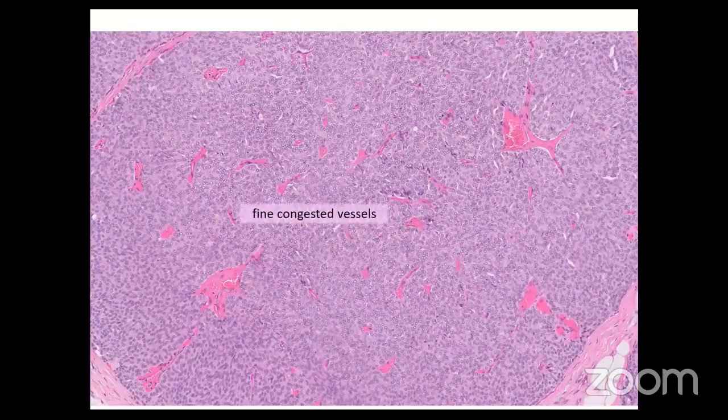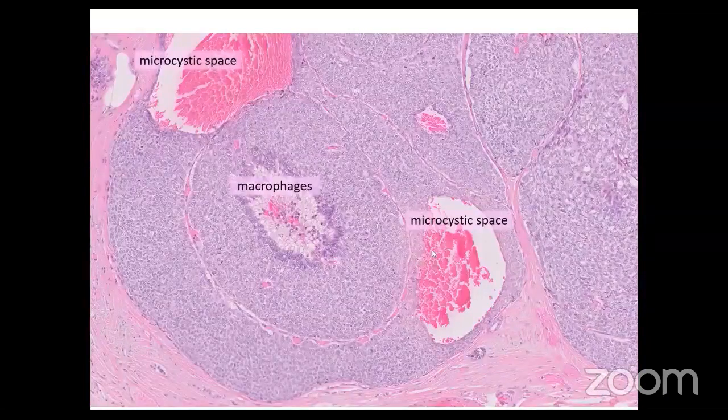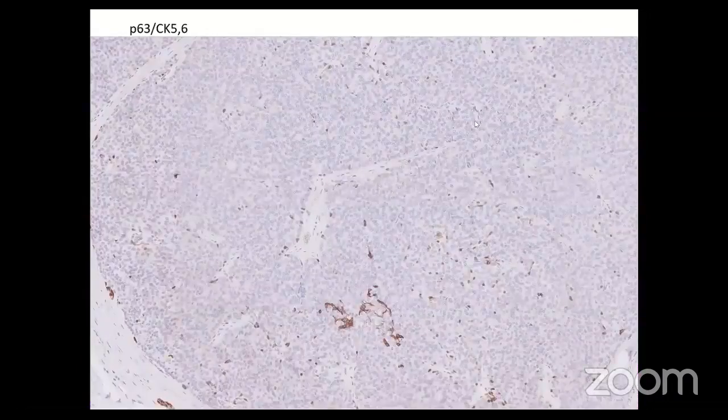So this is a medium magnification of an expansile solid nodule that reveals these arborizing fine congested vessels, spindling of the epithelial cells with compressed elongated nuclei, presence of microcystic spaces, clusters of foamy histiocytes, and pseudorosettes with the epithelial cells palisading around fibrovascular spaces.